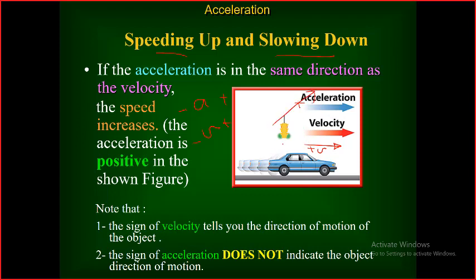Okay, what if the car is moving backwards? V is minus. Where is the direction of the velocity? The acceleration is to the left. I mean, if the acceleration is to the left, it will be negative as well. Negative and negative. Also the object is going to speed up. When the sign of the acceleration and the sign of the velocity are the same, the object is going to speed up, increasing in the speed.